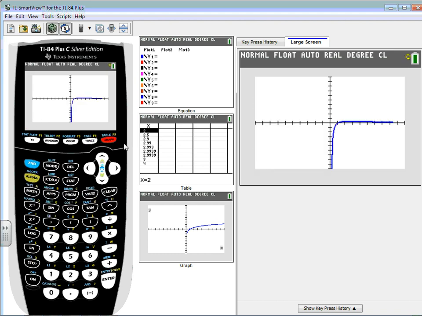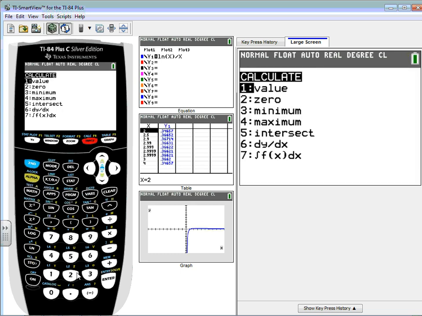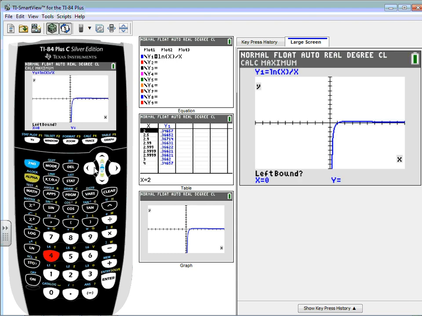To find that maximum, that's second trace, max, option number 4. For the left bound, I'll just make sure it's on the graph, so 0.3. For the right bound, I'm going to go past e, which is about 2.7, so 3.6, I'm well past, and then I'll guess. And I get that this happens at 2.718, which should look familiar, and then 0.37.